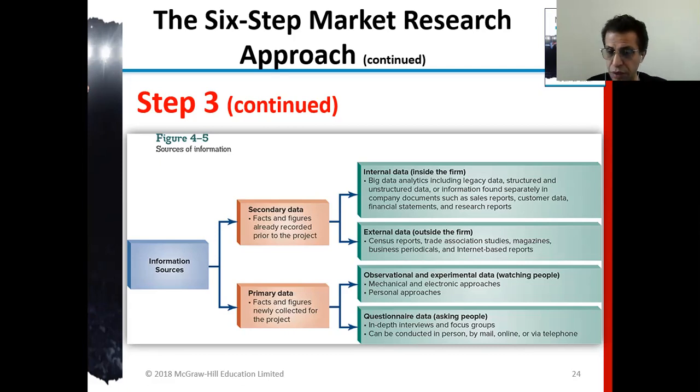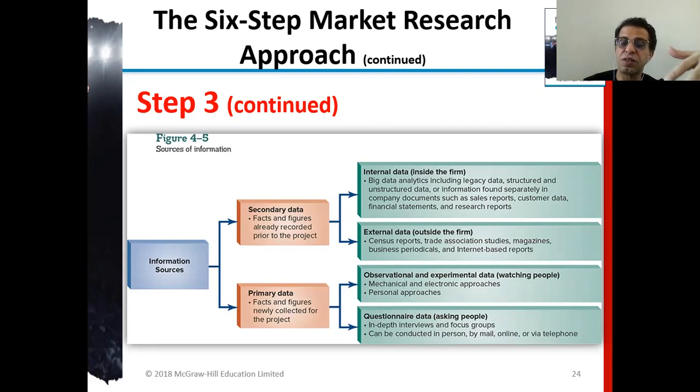The external data is usually from outside your organization, outside your firm. As we said, it includes the census report that you get from the government when they do the yearly census, trade associations, magazines, chambers of commerce, business periodicals, colleges, universities, libraries, and internet-based reports. These are all external secondary data.